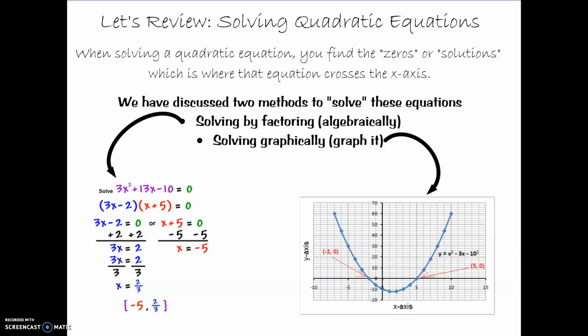When you're solving a quadratic equation, what you're doing is finding what we call the zeros or the solutions. This is where the graph crosses the x-axis. We've talked about two different ways that we can do this.